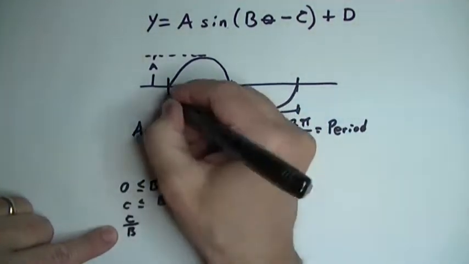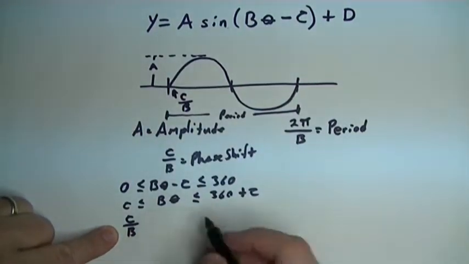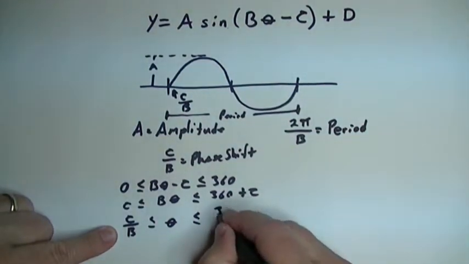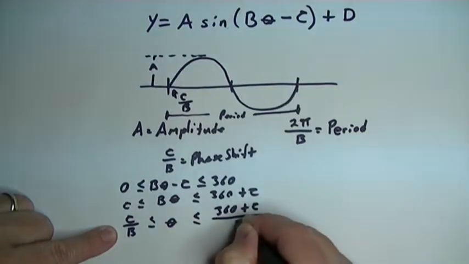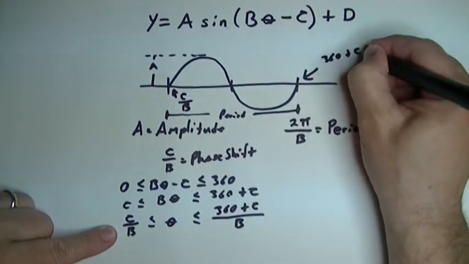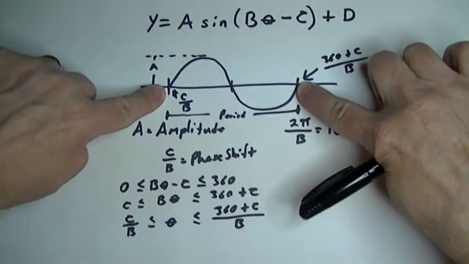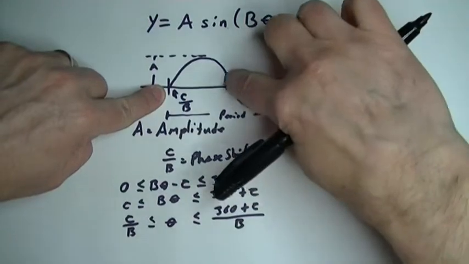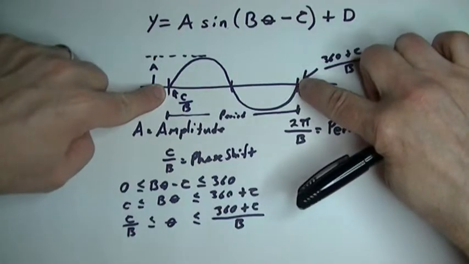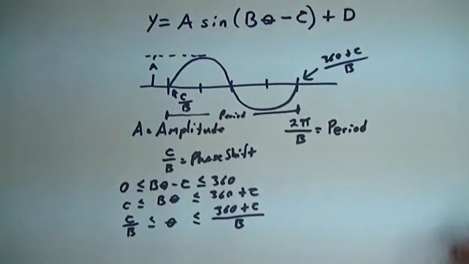It's the new point here, so this becomes c divided by b. And then this becomes theta. And this becomes 360 plus c divided by b, and that's what this point is right here. So now you found the beginning and the ending of this first period. You can find this midpoint just by finding the midpoint of those 2 points. Easy enough, just add them together, divide by 2. You can do the same thing here to find this point, same thing here to find this point. Makes graphing this really, really easy.